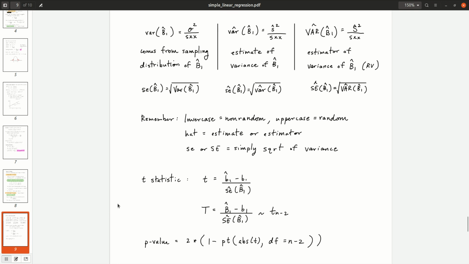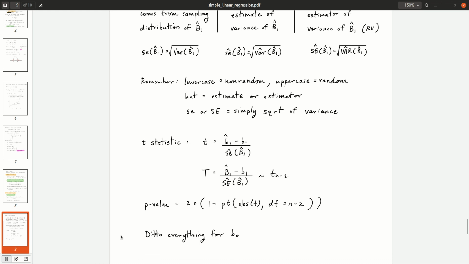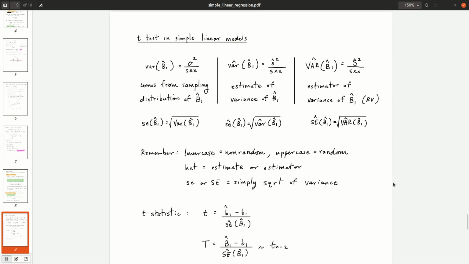And then to get a p-value, we could use the pt function in R, and it works the exact same way as before. You take the absolute value of our observed statistic to get the probability to the left, and then you do 1 minus pt to get the probability to the right, and then you have to double it for the complementary region on the opposite side. Like I said, this will all work exactly the same way for little b0. We're going to have the same sort of notation, except the only thing that's different is that the formula for the variance is different.